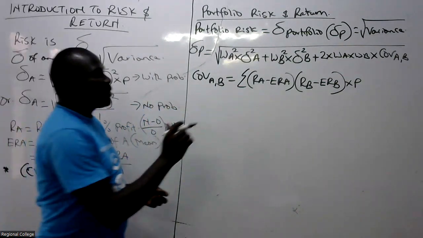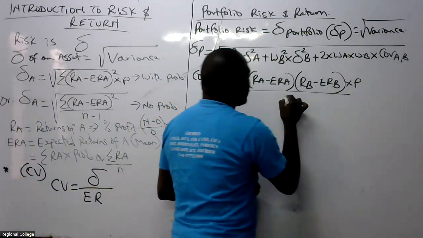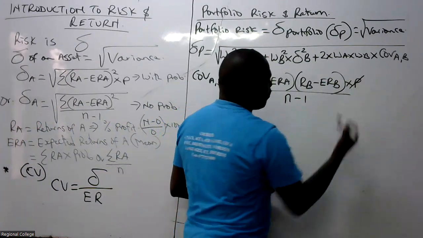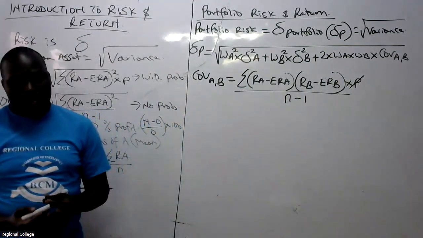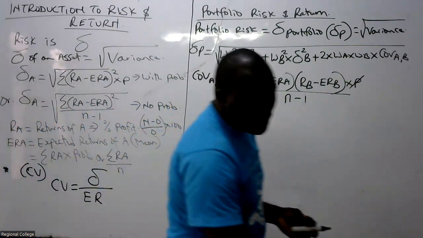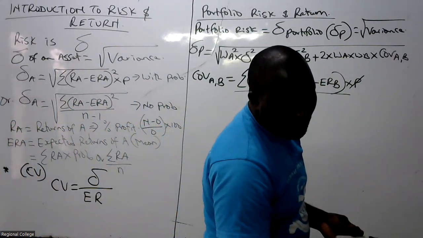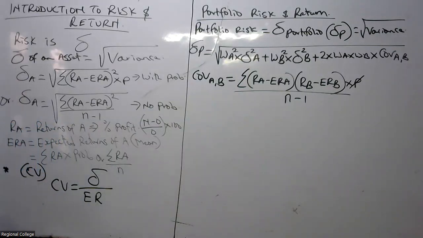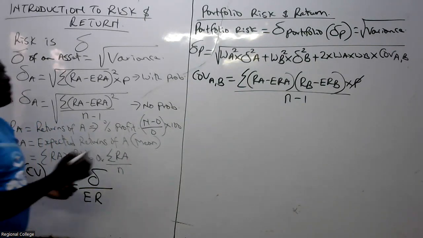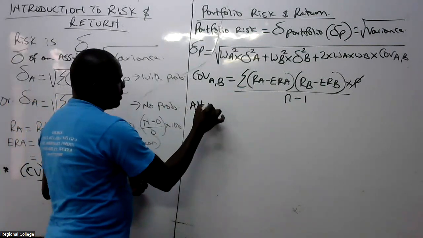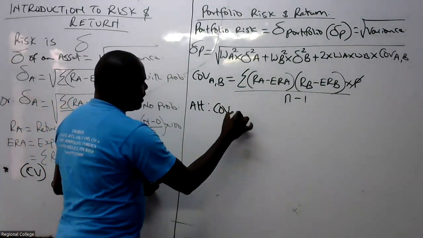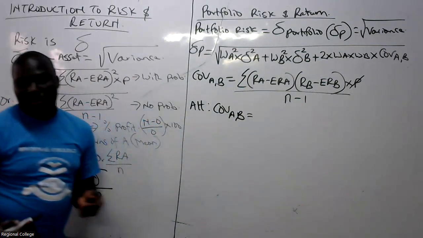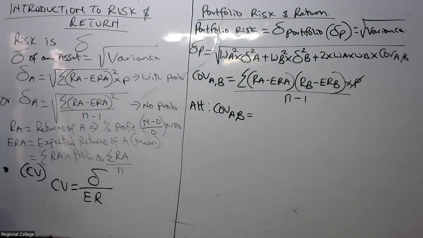If there is no probability, we can divide by what? N minus 1. In the absence of probability, we shall divide it by N minus 1, where N is the number of years. Now, alternatively, covariance of AB, N minus 1, N is the number of years.